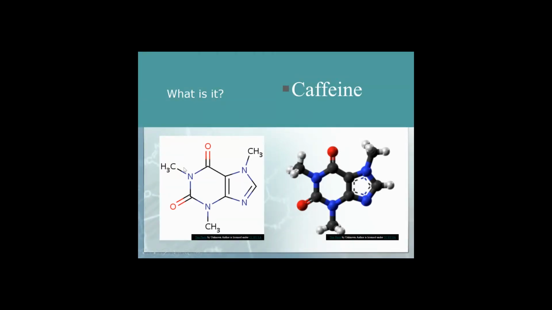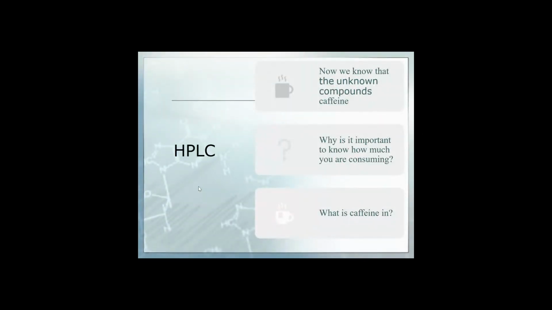And you can see what I was talking about before, the methyl groups. When you've got nitrogens there and when you've got oxygens, that will start to shield it. So why is it so important that we know how much caffeine we are consuming? And what is caffeine that we consume?